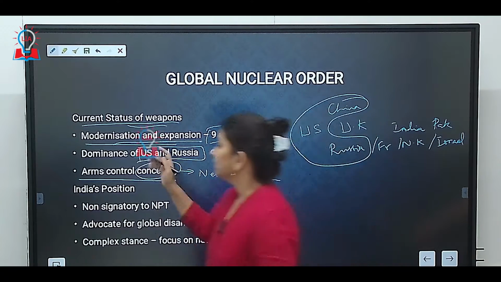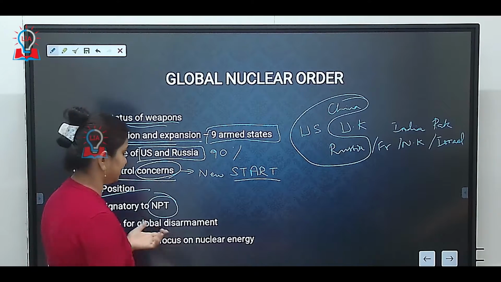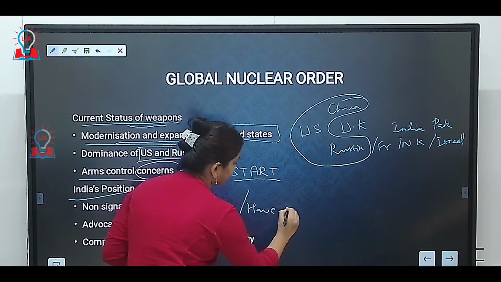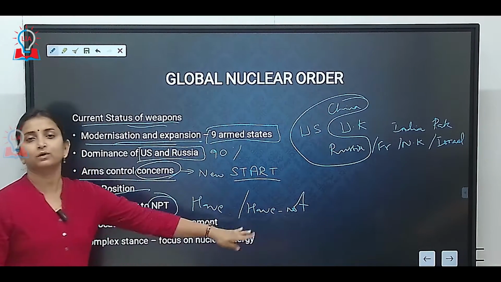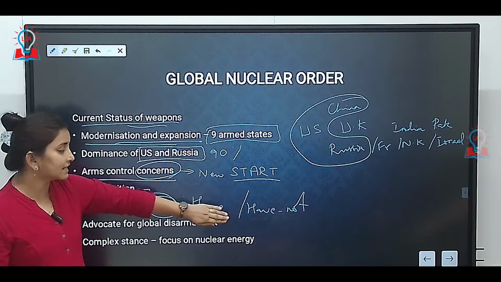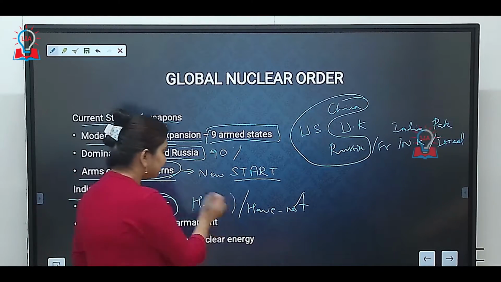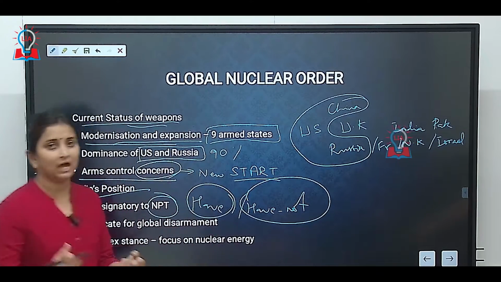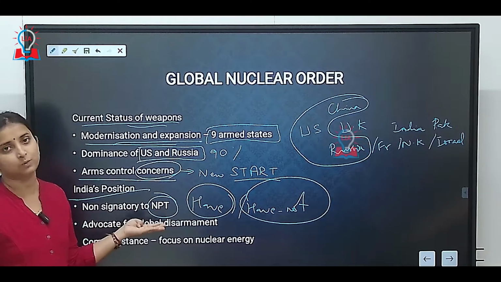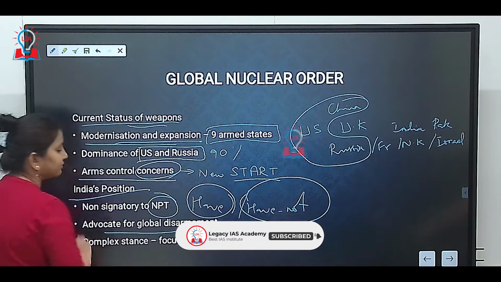Now, what is India's position? We know that we are a non-signatory to the Nuclear Non-Proliferation Treaty, because we say that the treaty has categorized the world into 2 halves. One is haves, the other one is have nots. All those who own nuclear weapons can continue to own them, but they can't sell them to the have nots. That means this classification of the world will continue and become more stringent, and that's why we say this is a very biased treaty, and that's why India is a non-signatory to NPT.